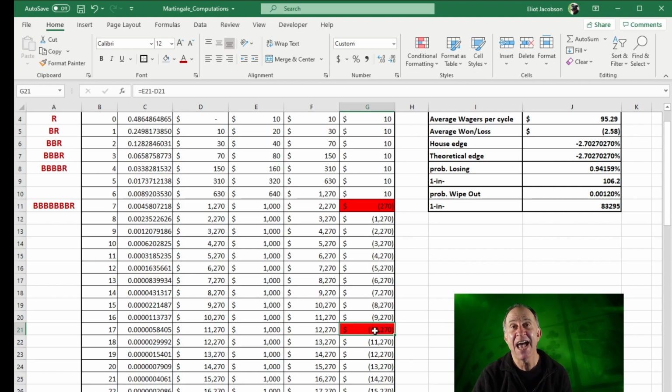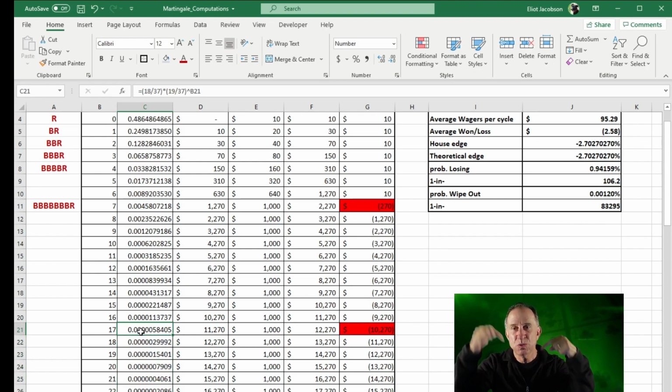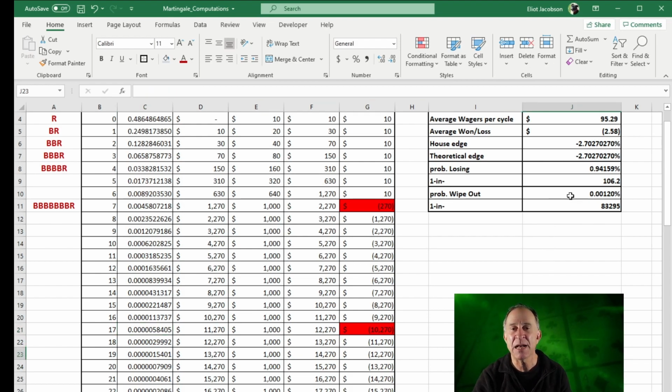So once again, I can figure out the probability of a wipeout simply by adding together all the probabilities from this point of 17 on down. I simply add up all the probabilities of losing 17 or greater together. And when I do that, I come up with the probability of wiping out of 0.00120%, or once in 83,295 times you do a martingale.